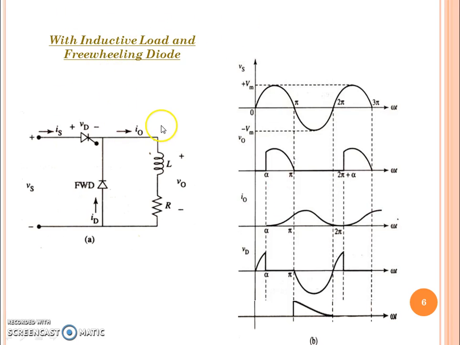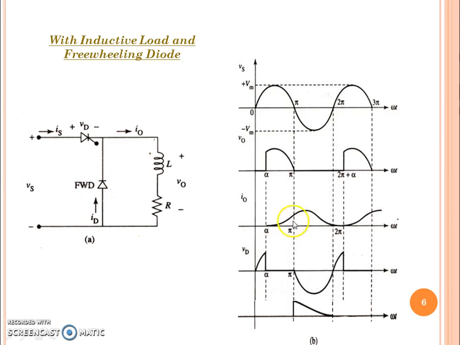Next, the same circuit configuration is adopted with a freewheeling diode. The purpose of this freewheeling diode is to avoid the negative output voltage across the load side, because whenever we use an inductive load, there is a possibility of negative voltage. In order to avoid that negative voltage during the period from pi to pi plus alpha, we can use this freewheeling diode.